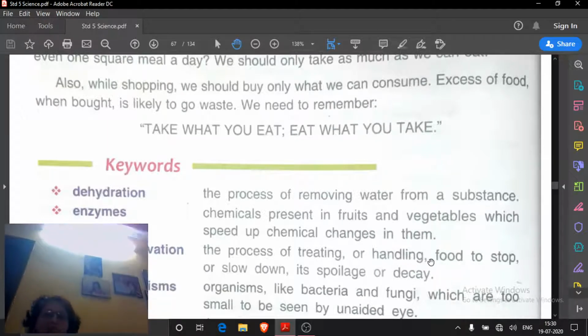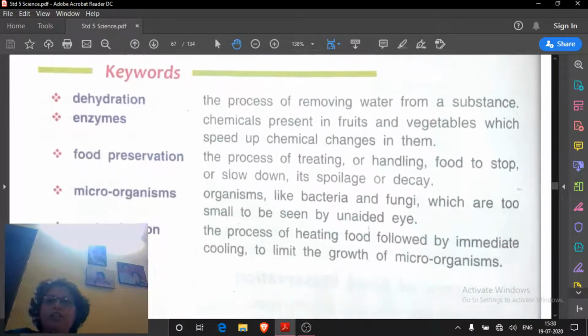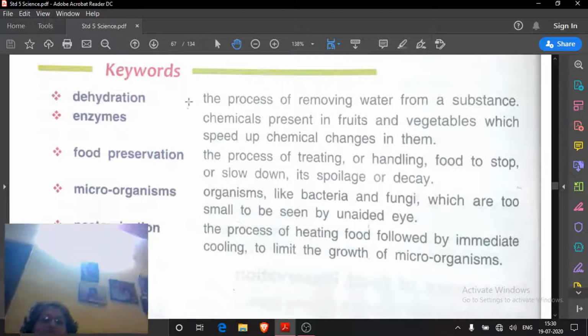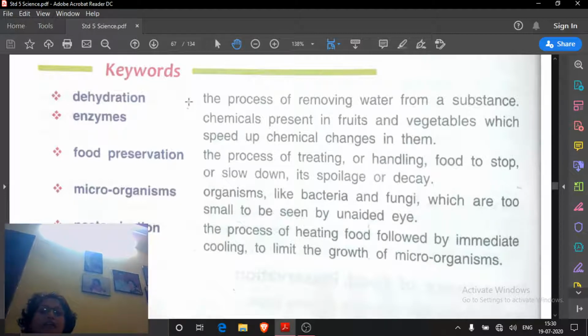Now these are the keywords. One by one we will read about this. Keywords. First keyword is dehydration. Dehydration means lack of or reducing the water content from the foodstuff. That is, here you see it is written: the process of removing water from a substance. And how can we remove water from a substance? By drying it under the sunlight, so that the water will evaporate due to the heat of the sun and it will be dehydrated.